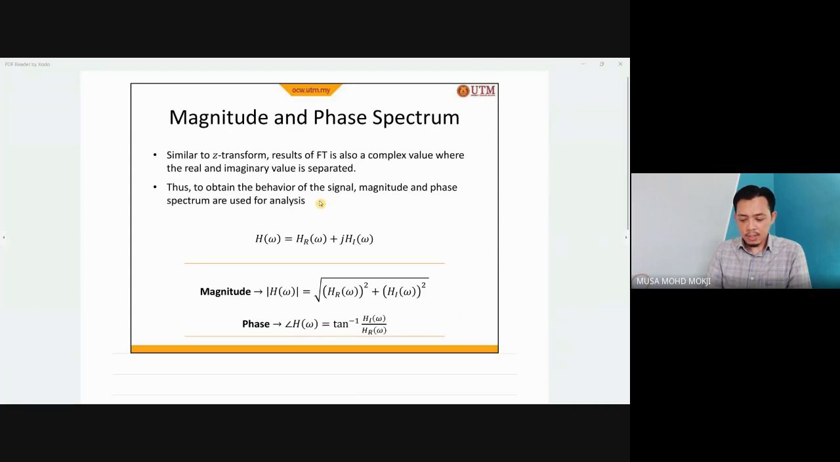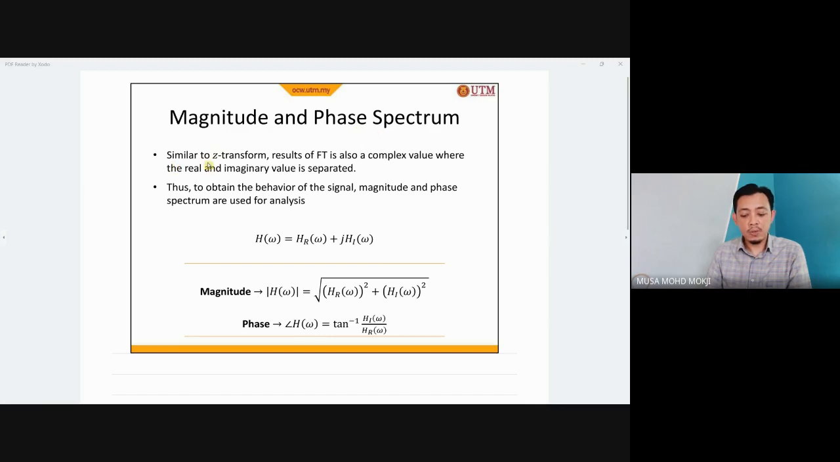Okay, so just a few more things. In this first session, we're going to look at a few more things, and then the second session later, we're going to look at some examples on how we will work on this formula. Another thing that we need to know in our DTFT, the discrete time Fourier transform, is the magnitude and phase spectrum.